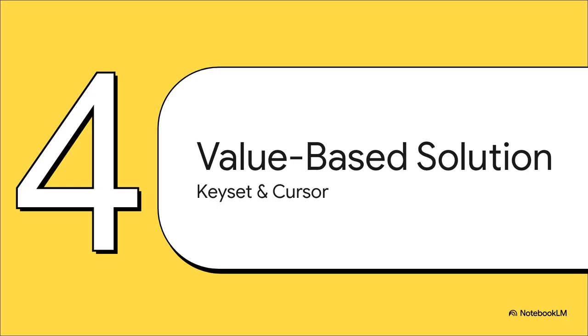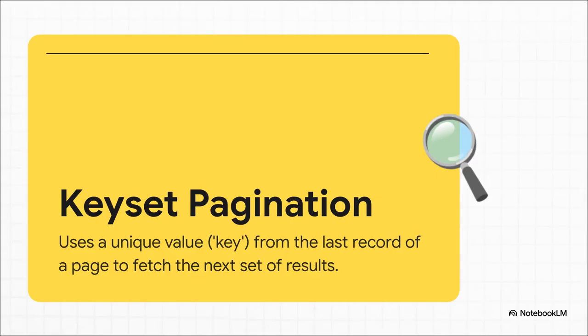It's time to meet the real hero of this story, a much more powerful and scalable approach known as Keyset or cursor pagination. This approach, which you'll hear called Keyset or seek pagination, completely flips the logic on its head. We stop telling the database how many rows to skip. Instead, we start telling it where to begin looking. We use a stable, unique value, like the ID from the last record we saw, as a reference point to fetch the next set of results.